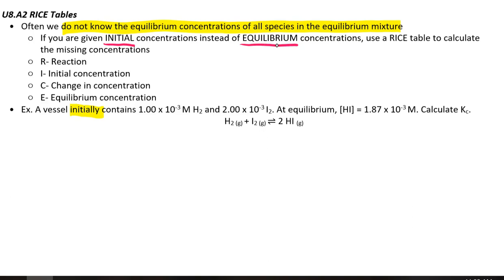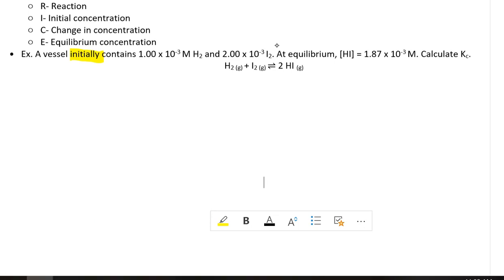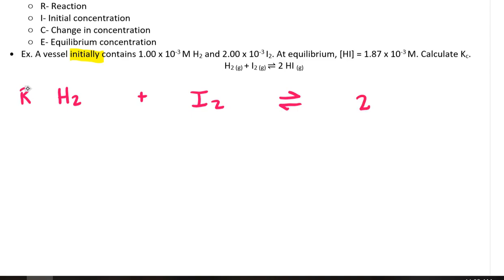So rice is just an acronym. R is for reaction, I is for the initial concentration, C is the change in concentration, and E is going to be the equilibrium concentration. Alright, so let's look at this first example, and we're going to create our rice table. R is for reaction. I just like to rewrite the reaction so we have it. It helps us keep all of our information organized.